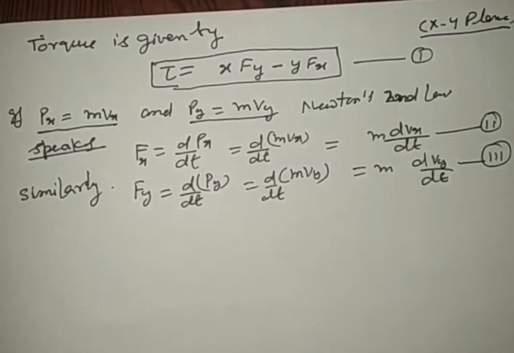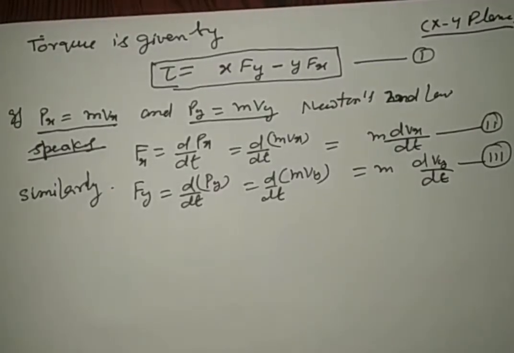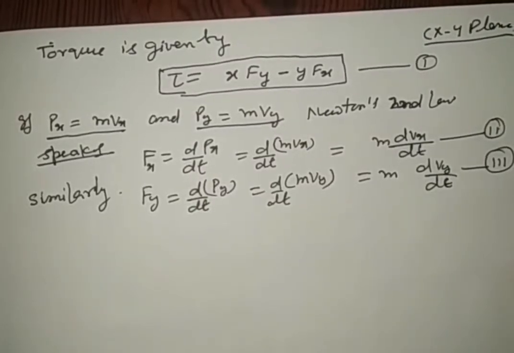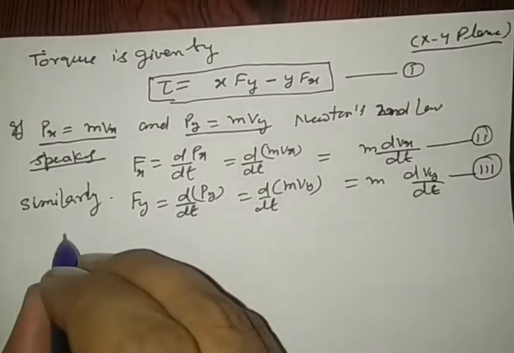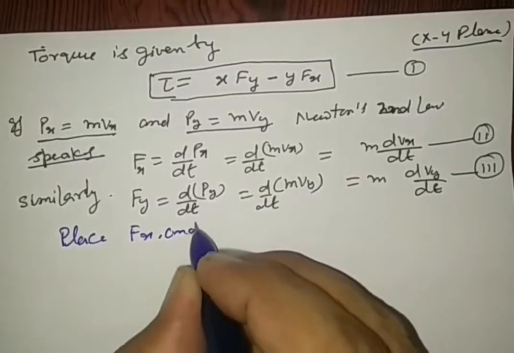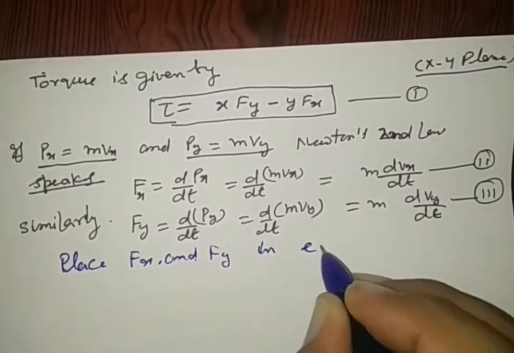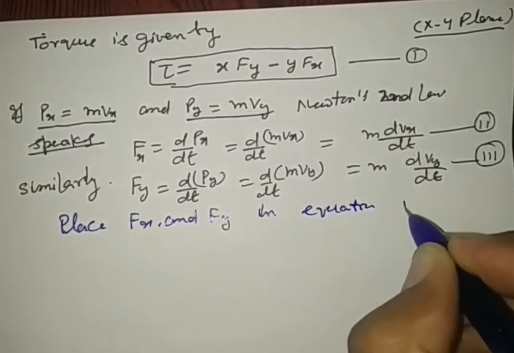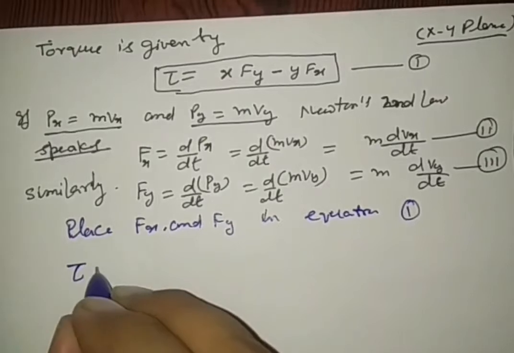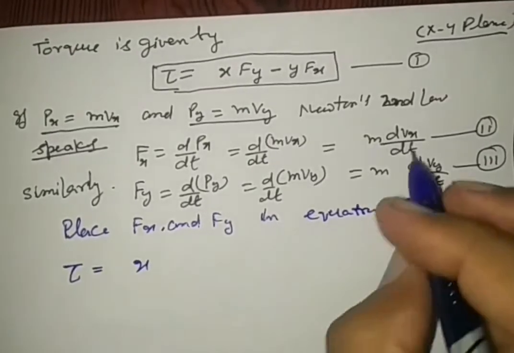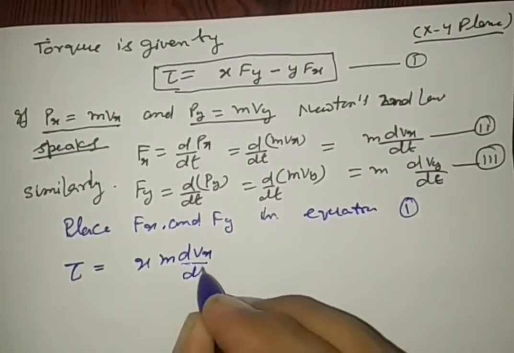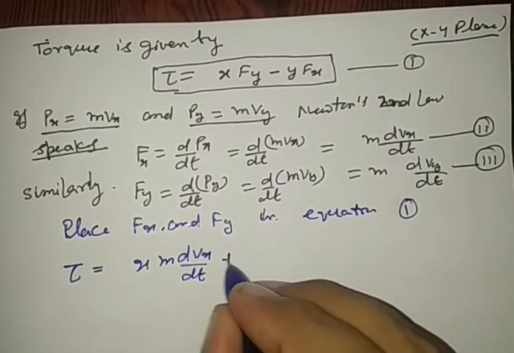See, this is equation number 2 and this is equation number 3. See both of these equations in this case. Now, when we are able to obtain both values, we are going to place Fx and Fy in equation 1. See, when we place these values in equation 1, let's see what happens. Tau is equal to x times Fx, which is m dvx by dt, plus y.